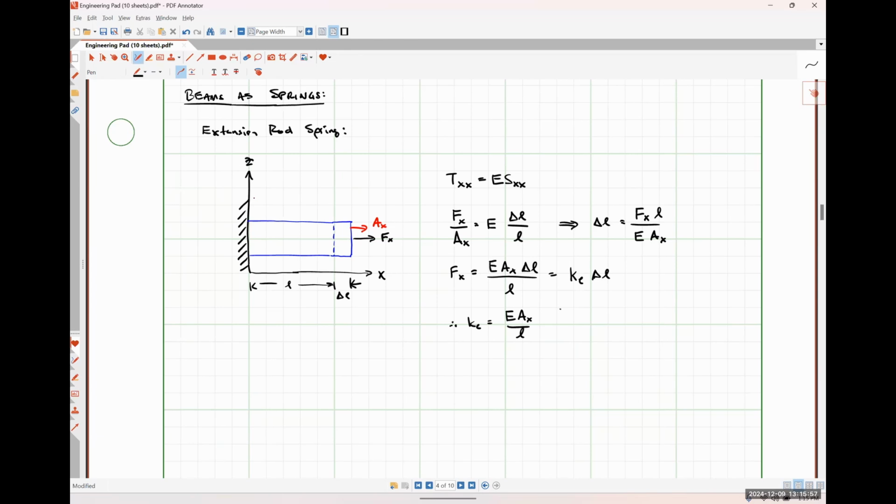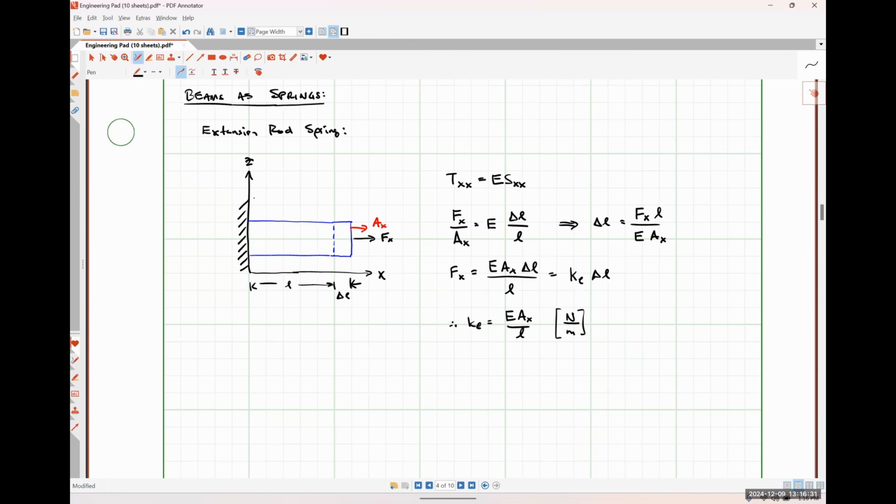For what it's worth here, Young's modulus has units of typically gigapascals, right? Which is what I would typically associate with pressure. So it's force per unit area. Then we're multiplying by area. So that's just giving us force. And then we're dividing by length. So this is probably going to be expressed in units of newtons per meter or newtons per centimeter, micrometer, et cetera, right? So this is our spring constant for a beam in extension.